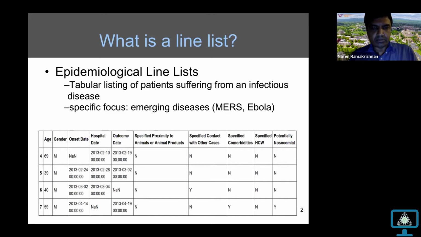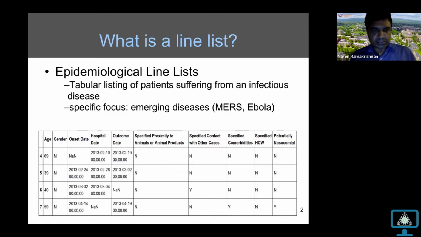One of the important aspects here is the notion of what is called a line list. A line list is basically a tabular listing of key patient information, such as shown here. It includes information such as age, gender, the onset of symptoms for a patient, when the patient was hospitalized, did the patient come in contact with any wildlife or animals, did they have contact with other patients, do they have comorbidities, and what was the outcome for the patient, did the patient recover or not, and so on.